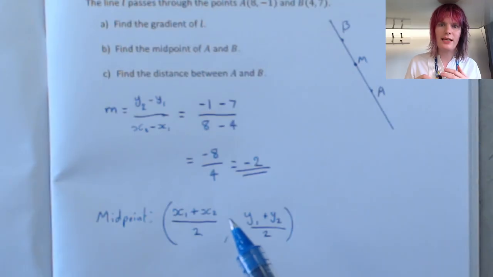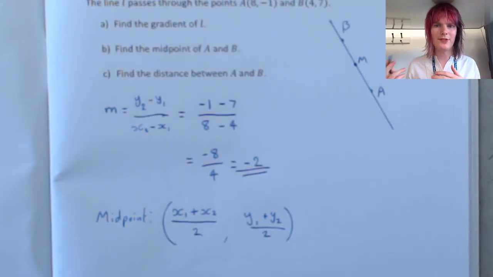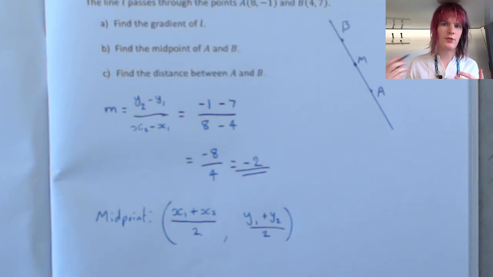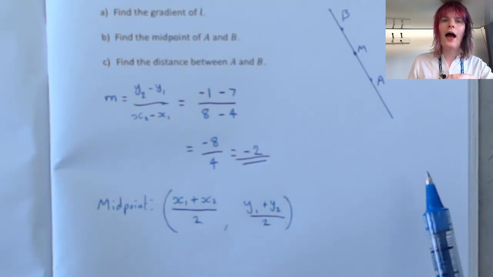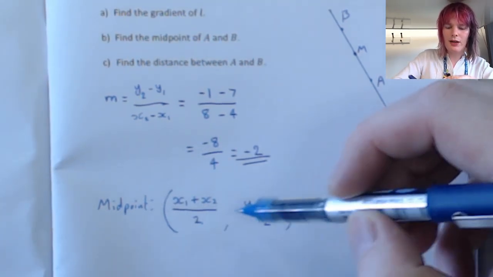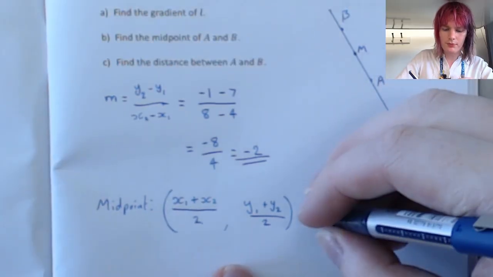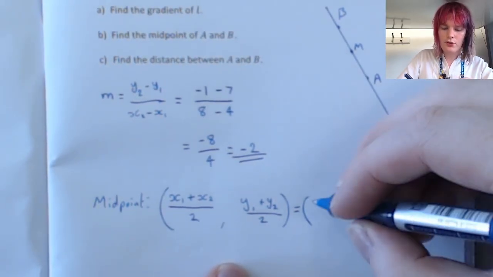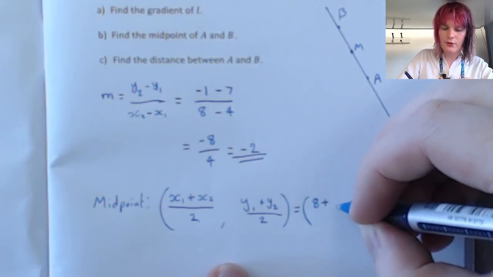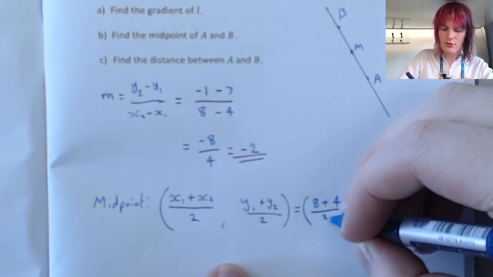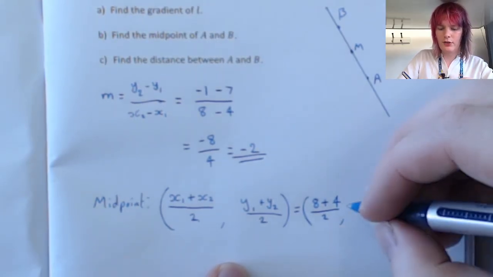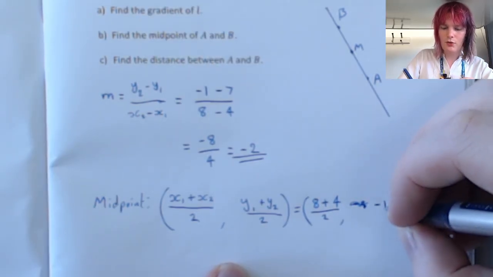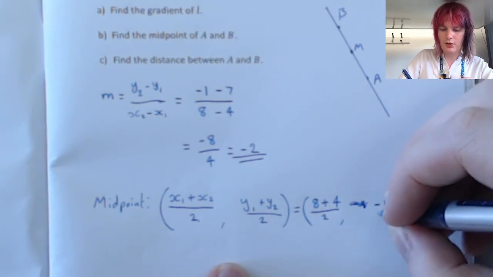The only trick here is just being careful with your signs. Again, staying consistent, making sure you're using 1s for the same coordinate and 2s for the same coordinate. So now we'll do this computation. Now this is the same as, so our x-coordinate is going to be 8 plus 4 divided by 2, and our y-coordinate is going to be minus 1 plus 7 divided by 2.